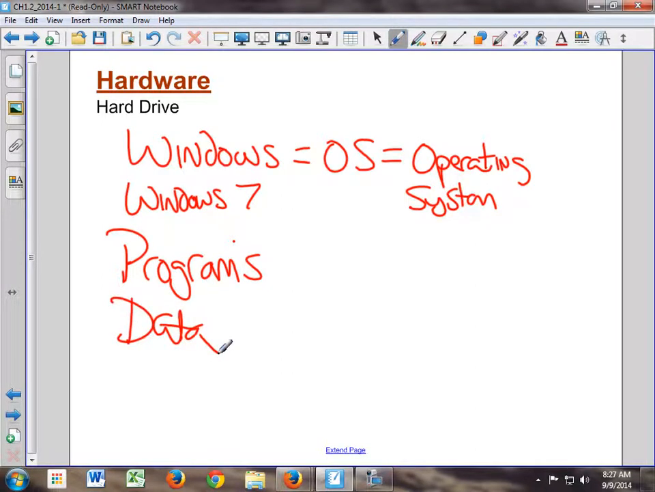Okay, so we load up Windows 7. We've got Office, Audacity and Firefox and whatever, and then we store our data on the hard drive too. So the faster the hard drive is, the better it's going to run. You guys all have the fastest hard drives that they make. Okay, they don't make anything faster than a solid state drive.